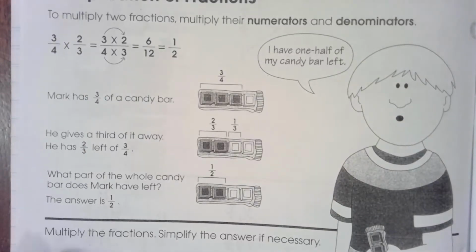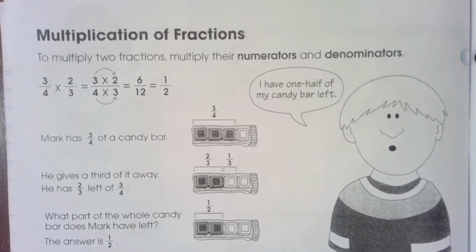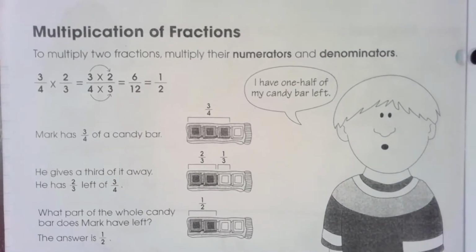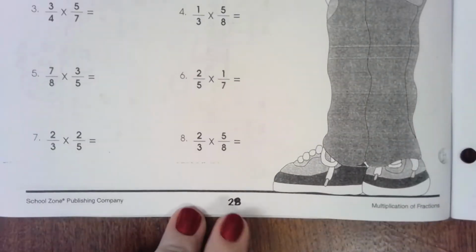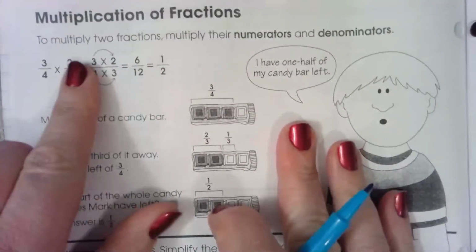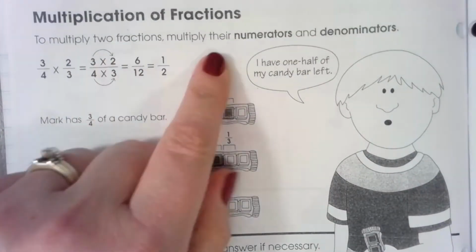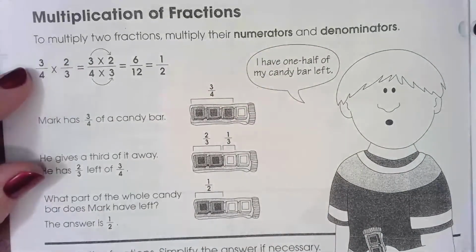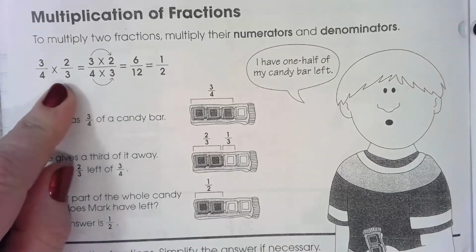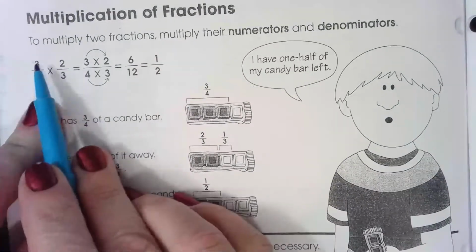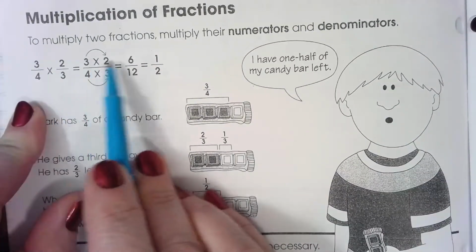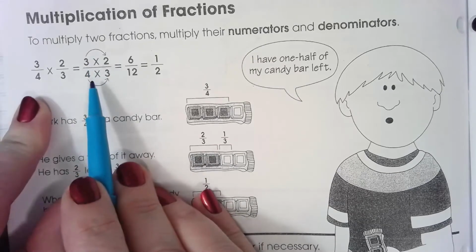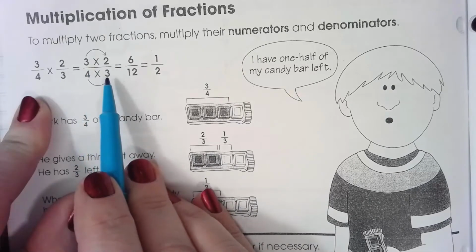All right, let's take a look at our next lesson on multiplication of fractions. This is on page 28 in your packet, so open up to page 28. If we take a look here, it says to multiply two fractions, multiply their numerators and denominators. So we have 3/4 times 2/3, and it says we're going to multiply our numerators, 3 times 2, and then multiply our denominators, 4 times 3.